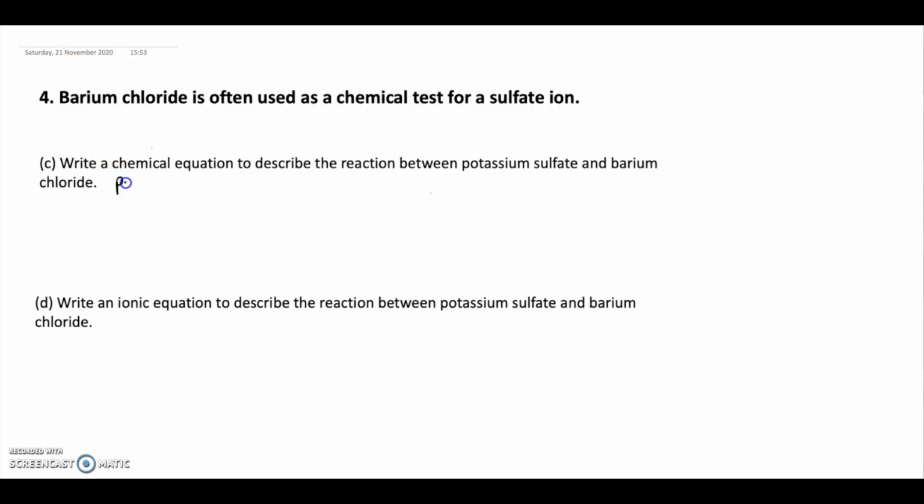So question 4C is asking you to write a chemical equation to describe the reaction between potassium sulfate and barium chloride. So the first thing I'm going to do is write a word equation to help me. So potassium sulfate and barium chloride will produce barium sulfate, which is our precipitate, and potassium chloride. Now that I've written a word equation, I can have a go at the chemical equation.